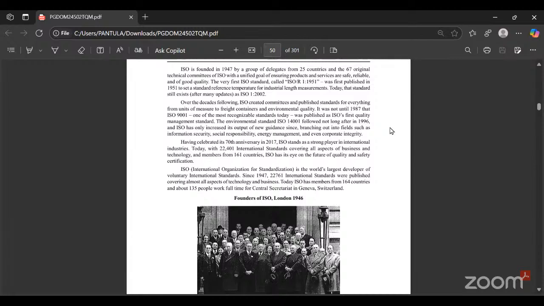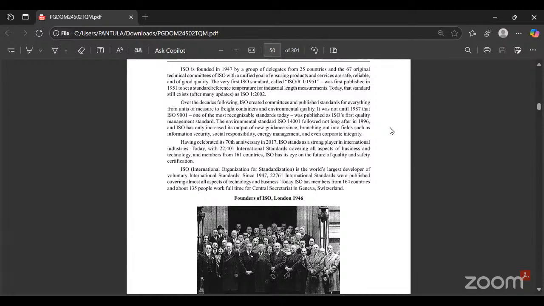Over the following decades, ISO created committees and published standards on everything from units of measure to product consistency and environmental quality. In 1987, ISO 9001, one of the most recognized standards today, was published, ISO's first quality management standard. The environmental standard ISO 14001 followed in 1996. ISO has increased its output of new guidelines, branching into new fields such as information society, social responsibility, energy measurement, and even corporate integrity. Having celebrated its 70th anniversary in 2017, ISO stands as a strong player in international industries.